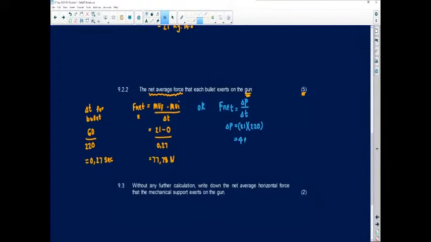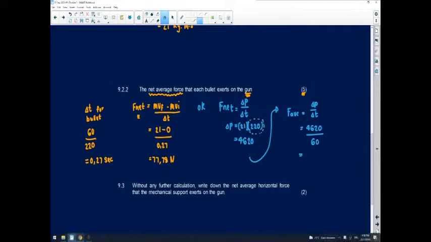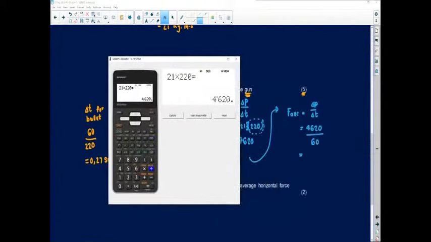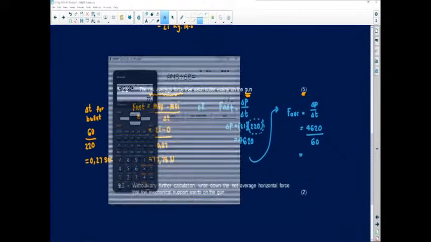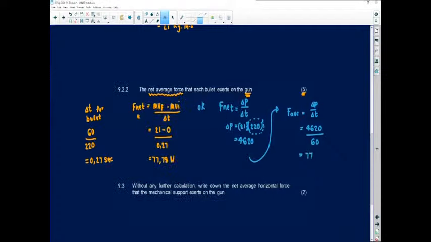So this is 4620. Now I can say that the average force that I have is my momentum over my time, which is my 4620 over a time of 60 seconds for all the bullets. I know that collectively the bullets are 220, but the time will then be 60. So if I take this answer and divide it by 60, I again get 77.77. The SI unit for force is therefore newtons.